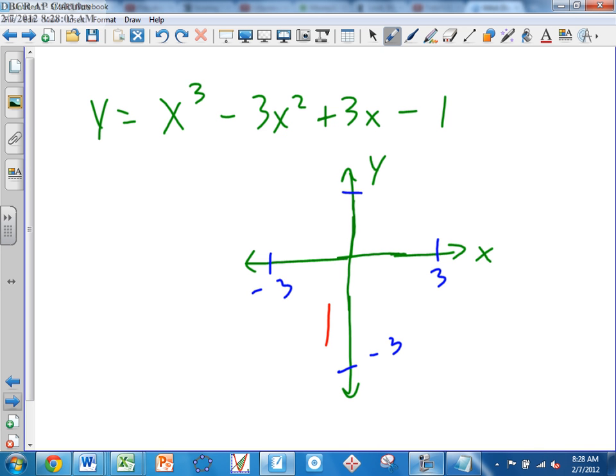Take a guess at what's going on in your paper. You have pencil, so you can erase it if you're wrong. Take a guess at what you think is going on here.